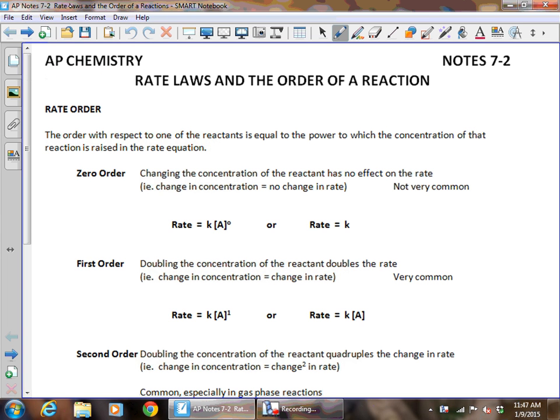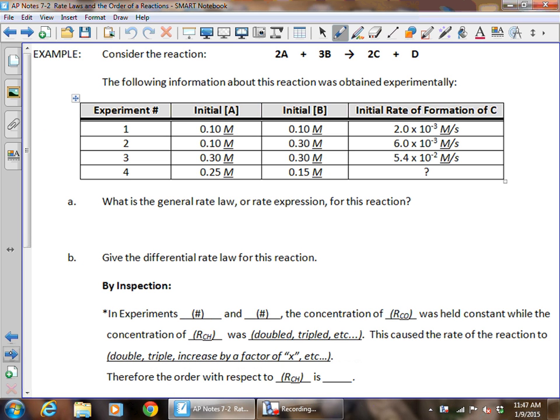So for our final video dealing with rate laws and the order of a reaction, I want us to look at how we could calculate rate order if we don't hold both reactants constant at some point in the reaction. Let's look at this data right here.